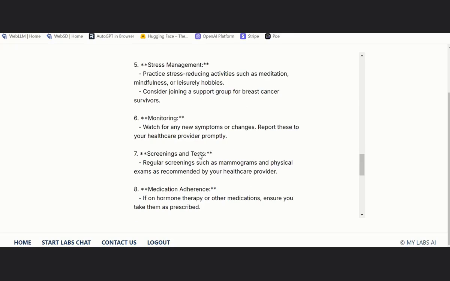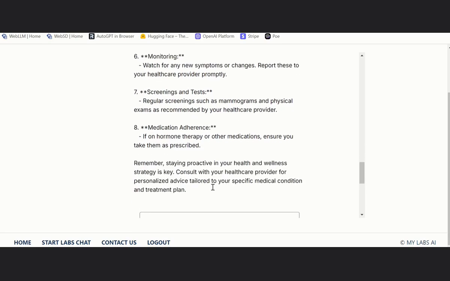Monitoring. Watch for any new symptoms or changes. Report these to your healthcare provider promptly. Screenings and tests. Regular screenings such as mammograms and physical exams are recommended by your healthcare provider. Medication adherence. If on hormone therapy or other medications, ensure you take them as prescribed. Remember, staying proactive in your health and wellness strategy is key. Consult with your healthcare provider for personalized advice tailored to your specific medical condition and treatment.